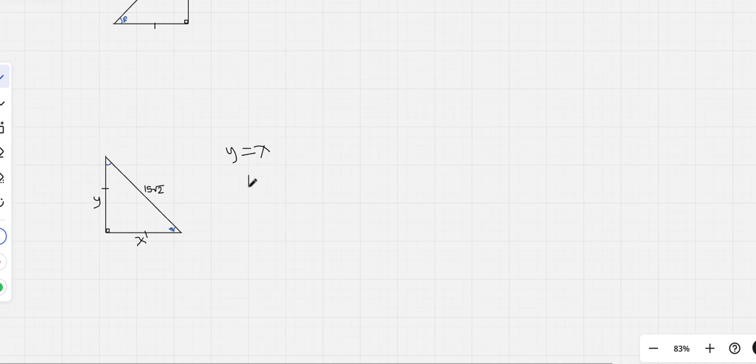Let's just write that better. 15 square root of 2 divided by the square root of 2. These two cancel out. Really, they go to 1. Which is equal to just 15. That's our answer. x and y are equal to 15.